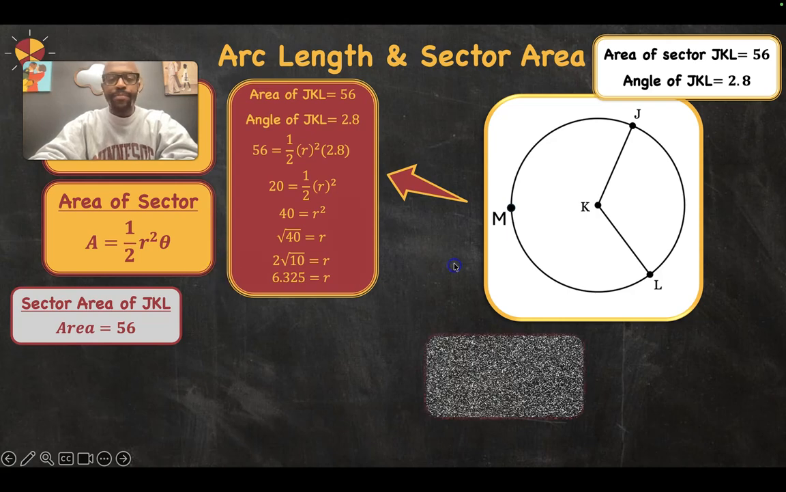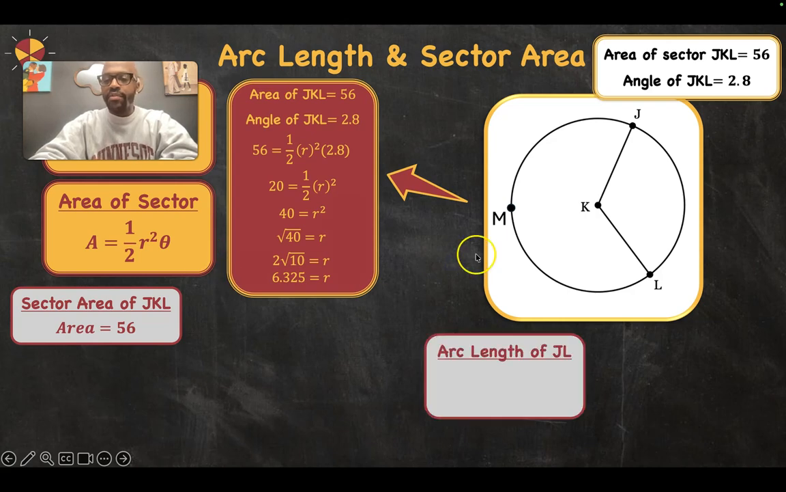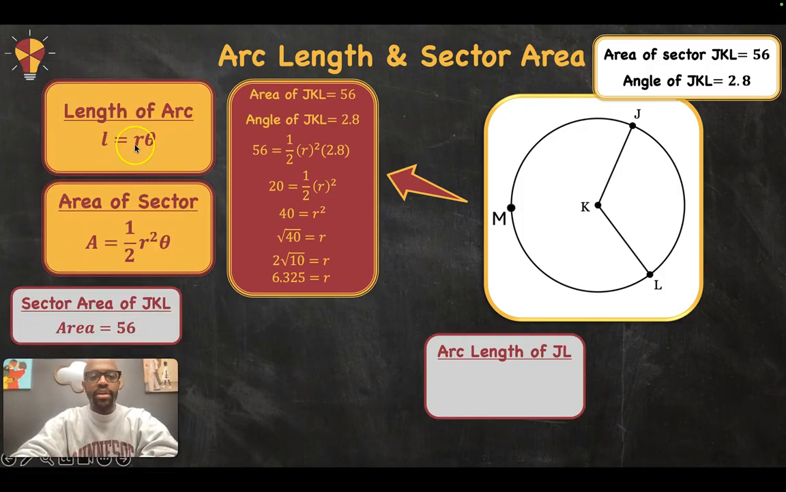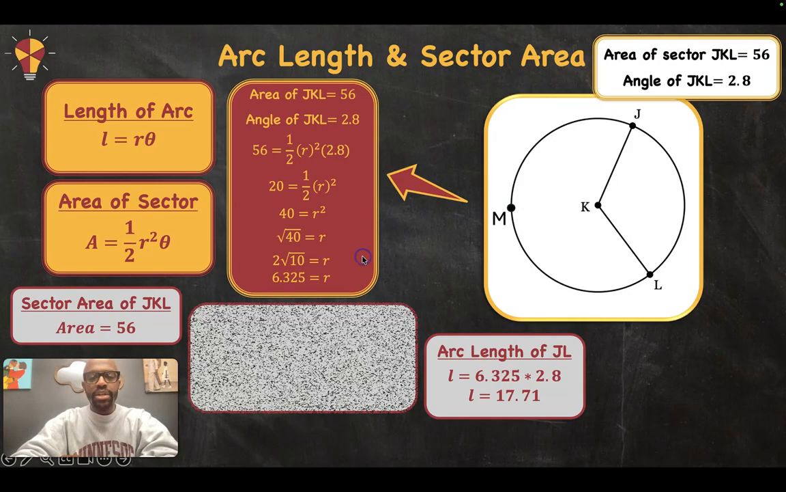All right. If I want to find the arc length of JL, we're going to this formula, L equals radius times theta. The radius is, what do we find the radius is? 6.325 times theta. And we know this angle here is 2.8. So we just plug it in and evaluate and we get 17.71. So now let's look at the next one.